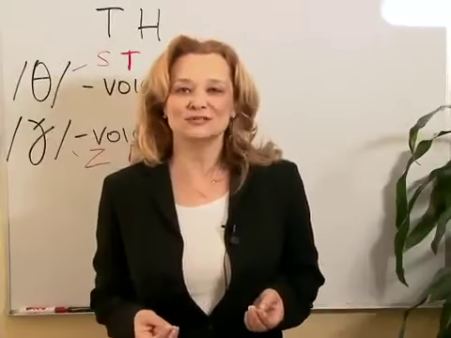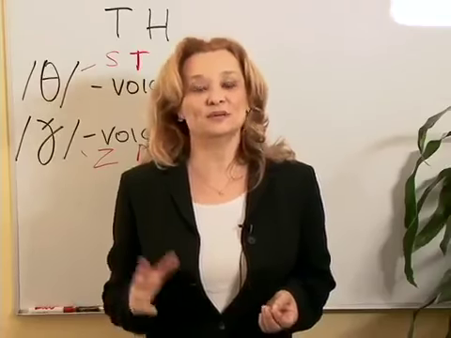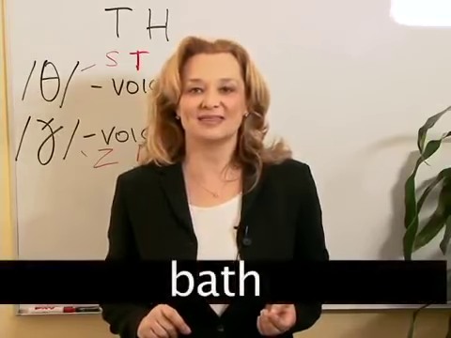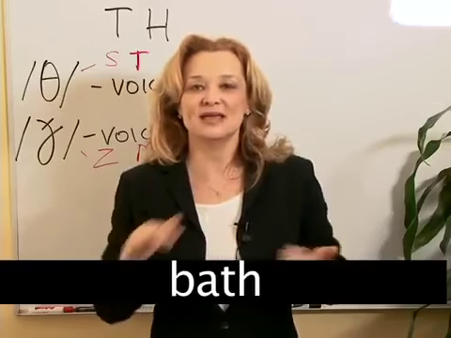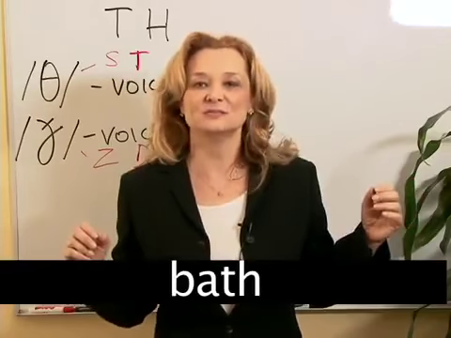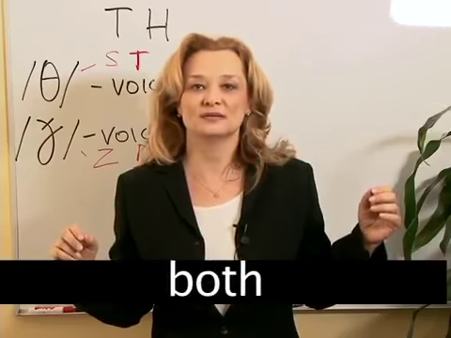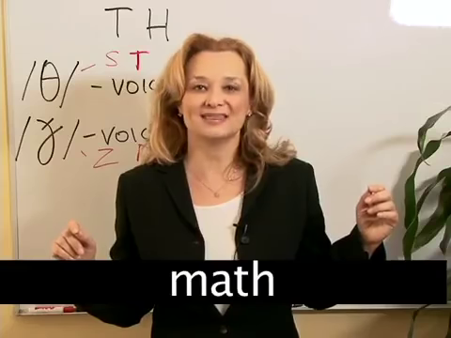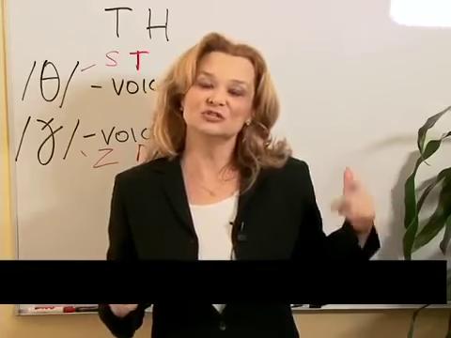Okay, let's practice some words now. Let's pronounce the TH when it's at the end of the word, because that's the easiest location for the TH. Bath. Keep your tongue out. Don't rush. Don't bring it back in. Don't say bat. Keep it out. Bath. Let's try some more. Both. One more. Math. Keep the tongue out. Let it vibrate. Let's try the TH in the beginning of the word.